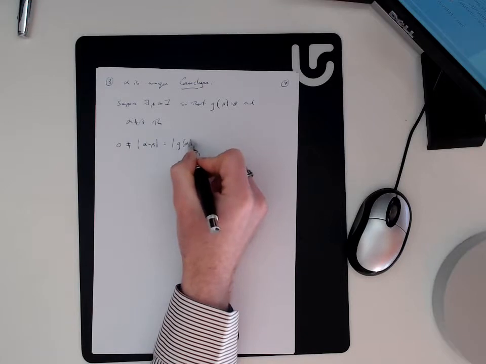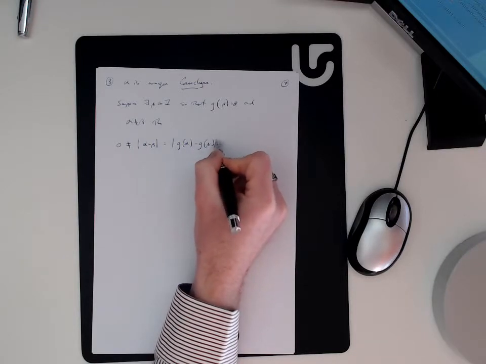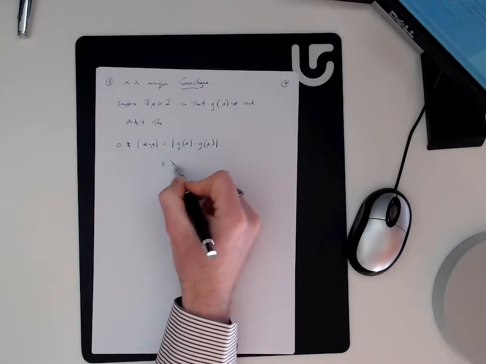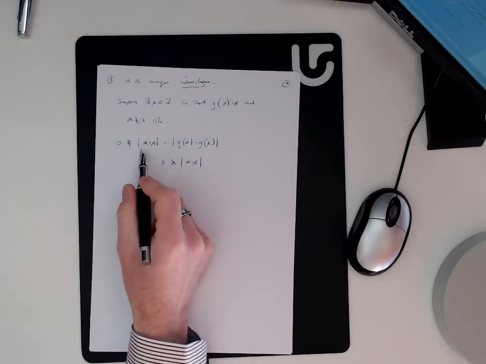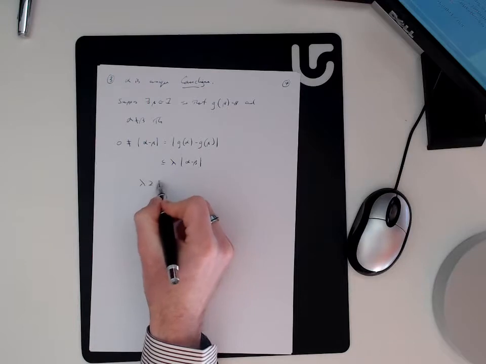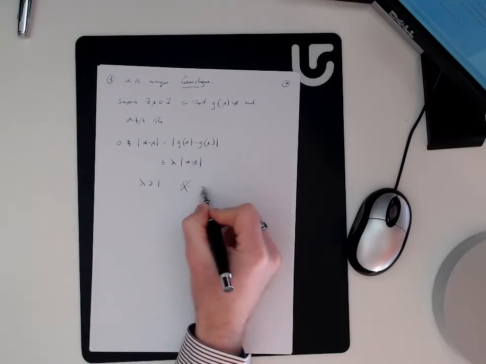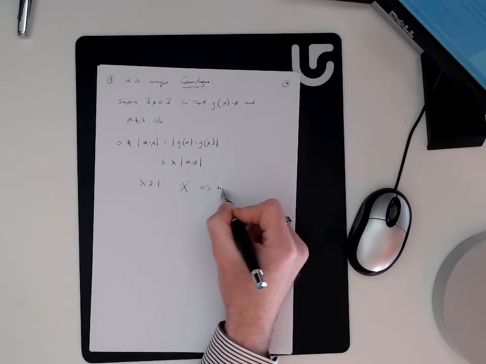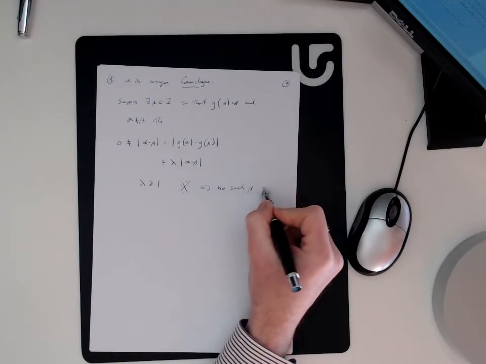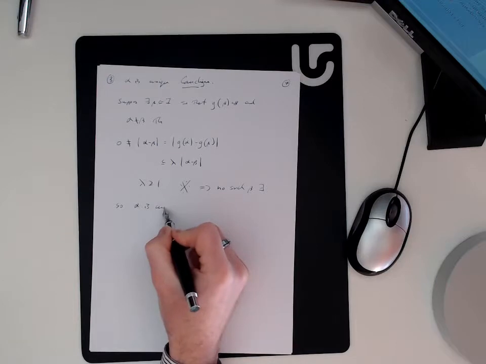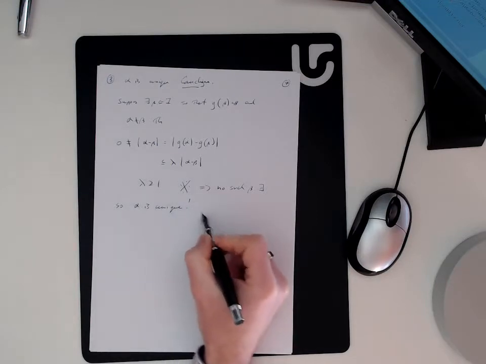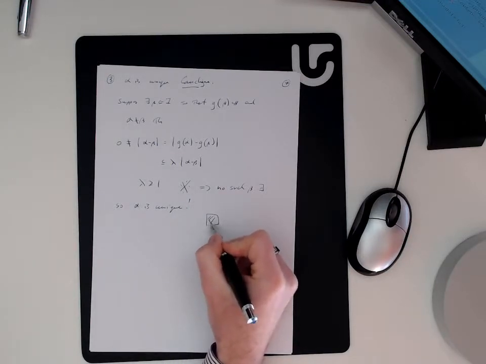Both are fixed points. Divide by alpha minus beta, which is not equal to 0. That's fine. Lambda is bigger than 1. This is a contradiction. It implies no such beta exists. So alpha is unique. Woo! Finishes the proof off.